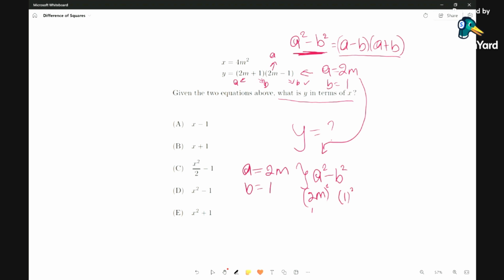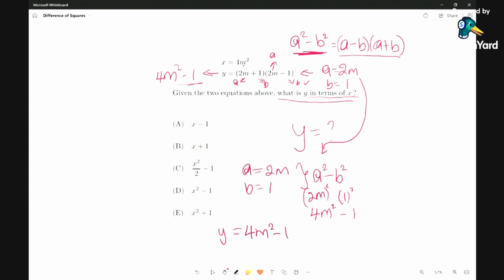And so this would be what? 4m squared and then minus 1. So that would be what's equivalent to, so we have 4m squared minus 1. That's what y is, okay? Notice that this is my y, 4m squared minus 1. Okay, that's y. Now the question is asking us, not what is y, it's asking us for y in terms of x. So I need to be able to incorporate x into this to give me y.